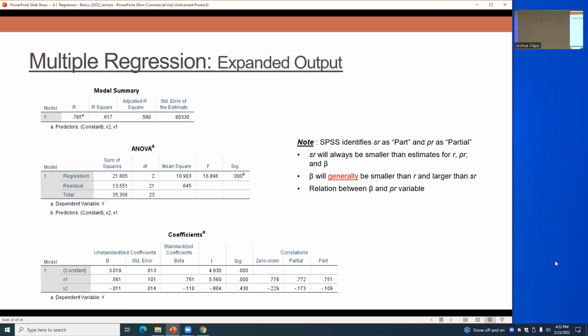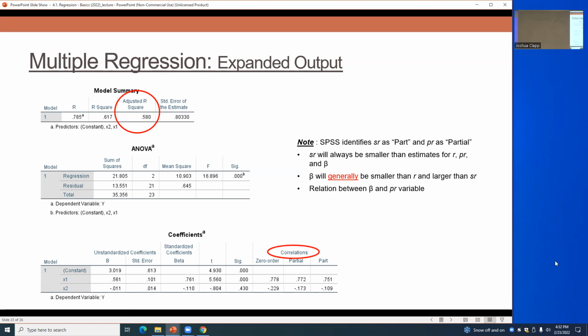Okay. So, expanded regression output here. Again, here's our model summary. Here's our adjusted R squared. Here we've only got 2 predictors, but we've only got 24 people in our sample. So we're seeing a pretty big correction from our R squared to our adjusted R squared. In SPSS, we can request part and partial correlations in our output. And if we do that, in addition to our ANOVA table and our coefficients table, we're going to have these correlations here at the end.